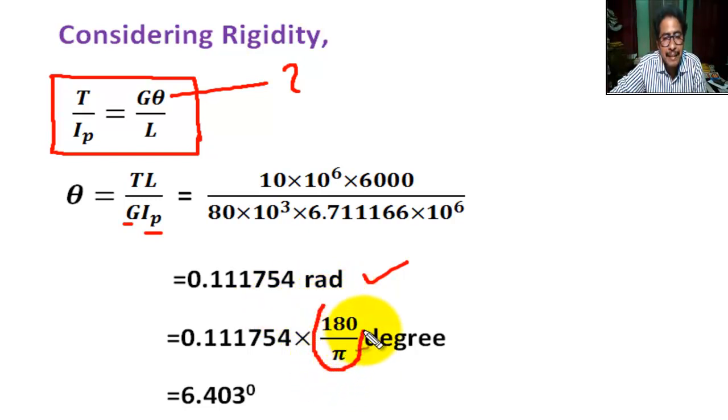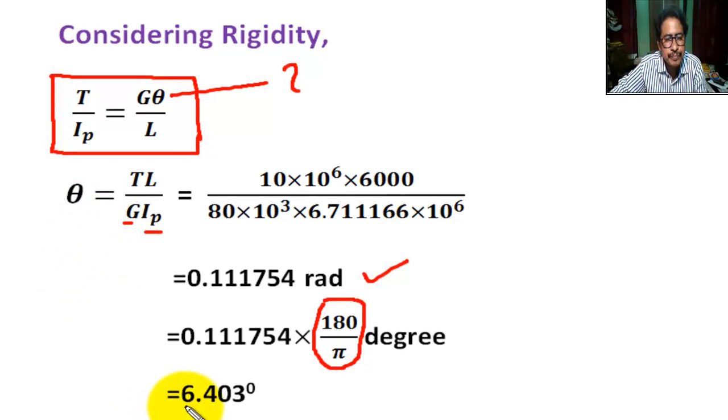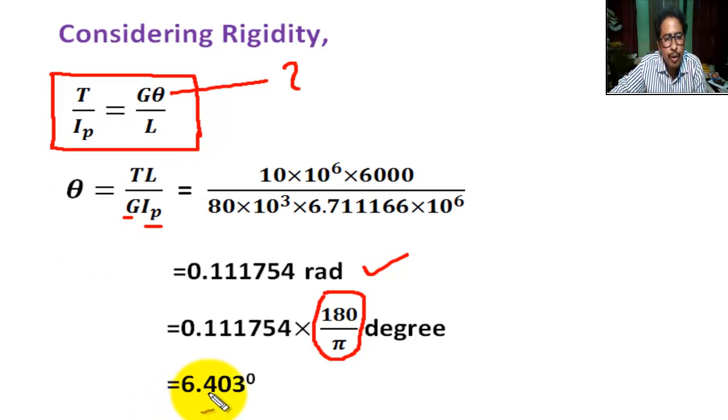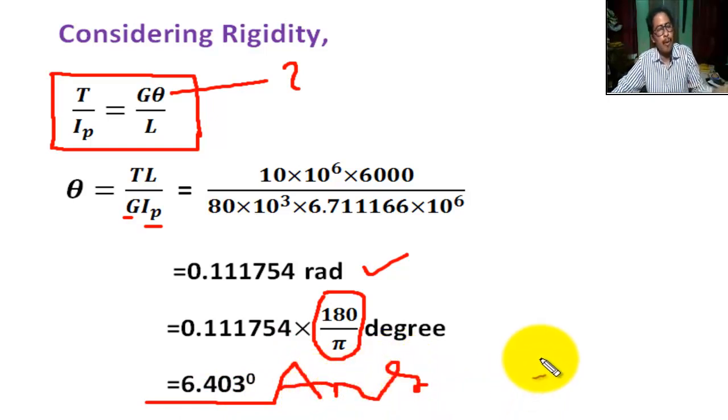We multiply by 180 by pi, to convert radian to degree. Finally, angle of twist theta equal to 6.403 degree. This is the answer of the second part of the problem. Okay.